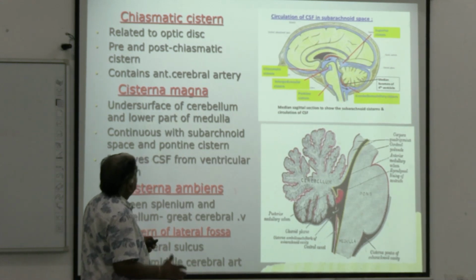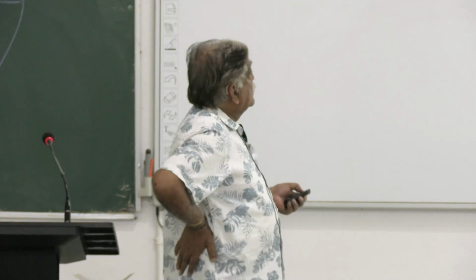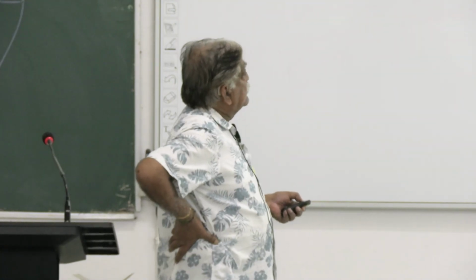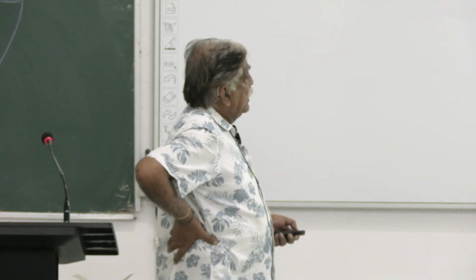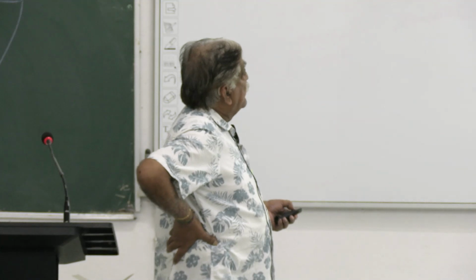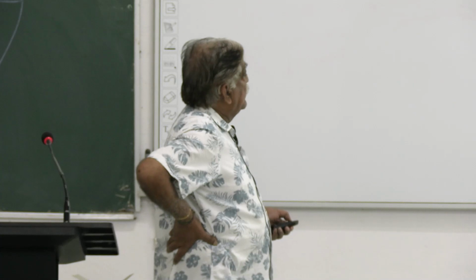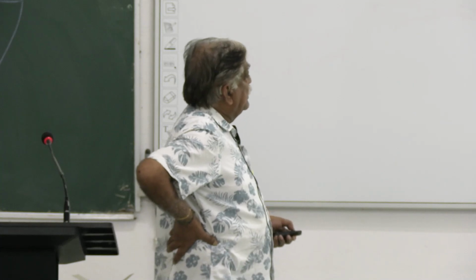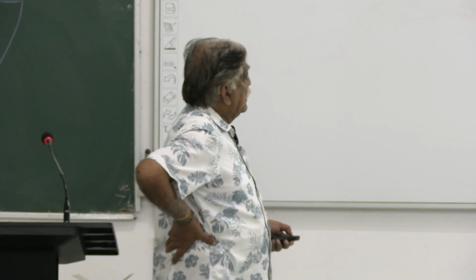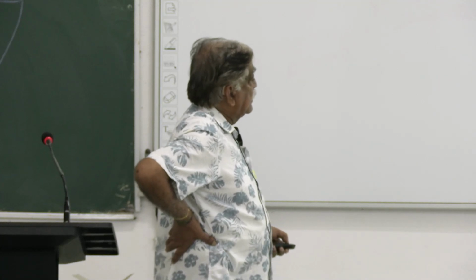Now, you just describe. The question can be a short question of 5 marks, that name the different cisterns of the brain. The cisterna magna, under surface of the cerebellum and lower part of the medulla. This is the lower part of the medulla. It is continuous with the subarachnoid space and pontine cistern, and receives CSF from the ventricular system. Cisterna ambiens lies between the splenium and cerebellum, the great cerebral vein, and the cistern of the lateral fossa across the lateral sulcus contains the middle cerebral artery. Next.